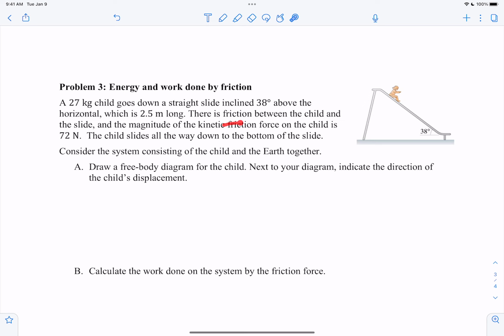Okay, so there's friction between the child and the slide, and the magnitude of the kinetic friction force on the child is 72 newtons. The child slides all the way down to the bottom of the slide. So the distance of the slide is 2.5 meters, and the kinetic friction in this case is 72 newtons.